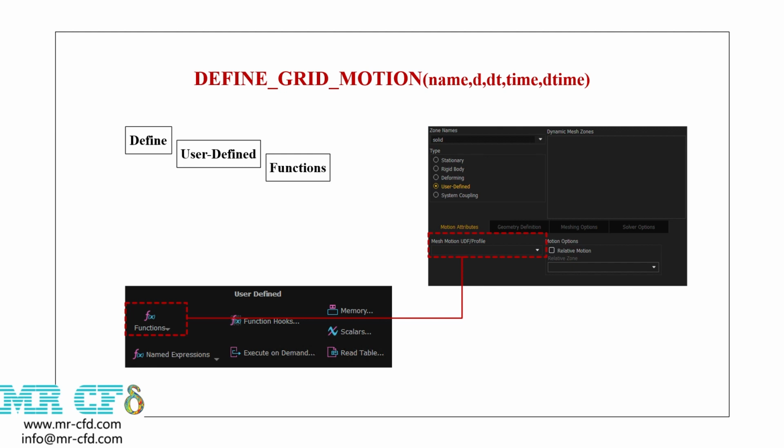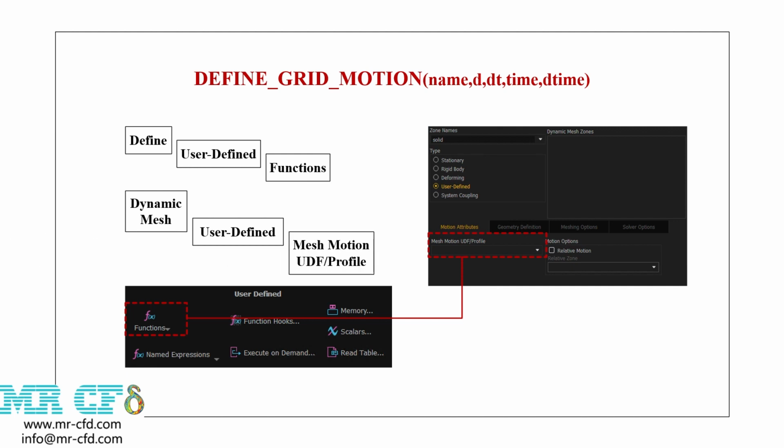Now, go to the dynamic mesh settings section to activate the dynamic mesh model. Then go to the dynamic mesh zone settings section, and after selecting the desired boundary, activate the user defined option so that you can define the movement of the desired boundary in terms of the position of different mesh points. Now, in the motion attributes heading, go to the mesh motion UDF profile section. Finally, select and activate the called UDF function.